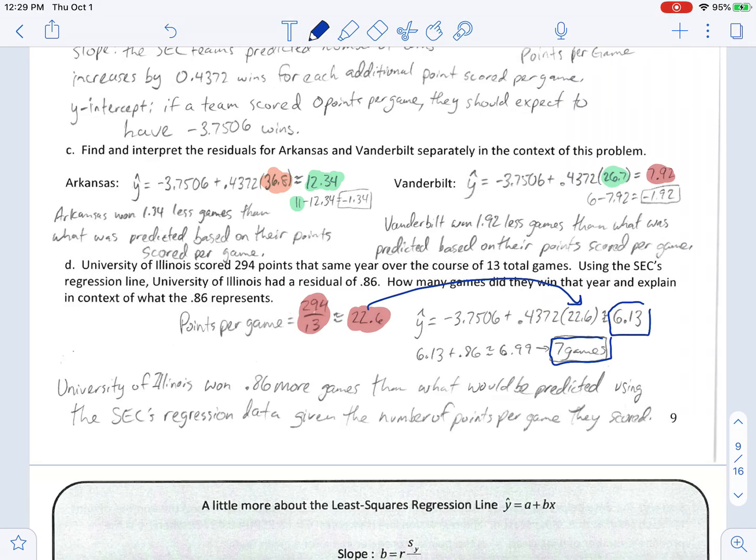Again, based on the SEC model, I just made this up. I don't like the SEC, I like the Big Ten, so I wanted to get that in there, but whatever. Okay.